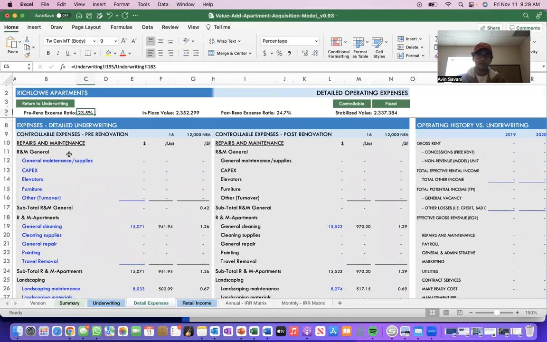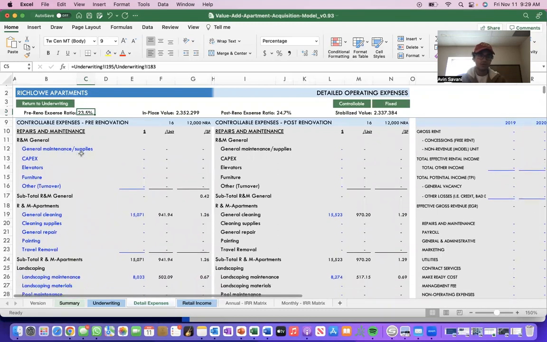We have repairs and maintenance, just general repairs and maintenance. So this is also important. If you are an acquisitions team or the investor yourself, you're going to want to do above the line treatment of CapEx, meaning that you're including the CapEx budget into the pro forma, basically. So your net operating income is below your CapEx.